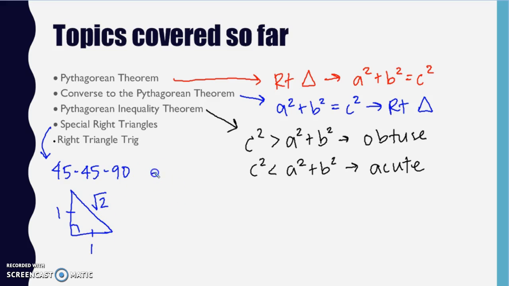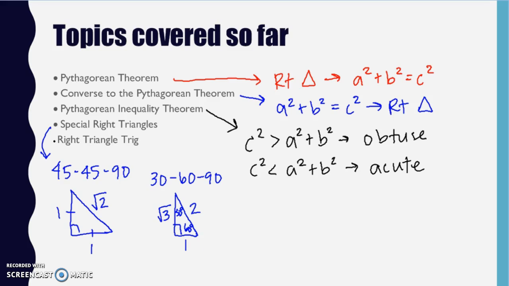Our second special right triangle is 30, 60, 90. We have a short leg, which is opposite the 30, a long leg, which is opposite the 60, and our hypotenuse, which is opposite the right angle. If our short leg is 1, to get from short to long, we multiply by the square root of 3. To get from short to hypotenuse, we multiply by 2. You have to know the short leg to get to the hypotenuse and the long leg, so if you're not given the short leg, that's the first thing you need to find.